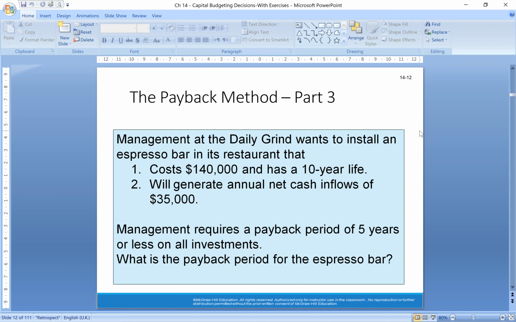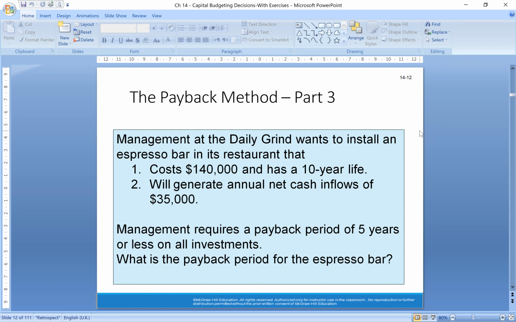I will pay now $140,000, and it will generate annual net cash inflows. What is the word net cash, by the way? Net cash inflows, which is the difference between the outflows and the inflows. So I can earn net cash inflows of $35,000. One of the assumptions for the management is that it requires a payback period of 5 years or less. This is the criteria that I will use to invest in my project. If the money will come back in 5 years, I will accept the offer. Otherwise, I will reject.